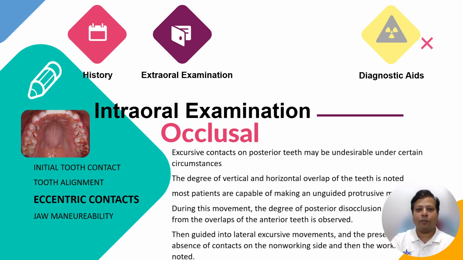Under eccentric contacts, we generally ask the patient to do excursive contacts, and we also see the protrusive contacts, which may be desirable and undesirable in some areas. Like in protrusive contacts, you do not want any contact in the posterior teeth, and we also assess whether the patient has an adequate amount of disocclusion during eccentric movements, and in what occlusion the patient is currently, whether it is a group function, a mutually protected occlusion or a canine guided occlusion.